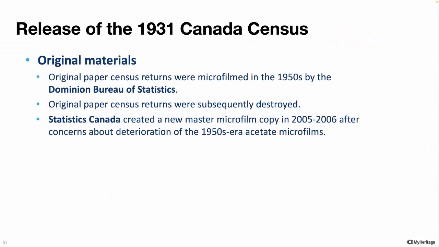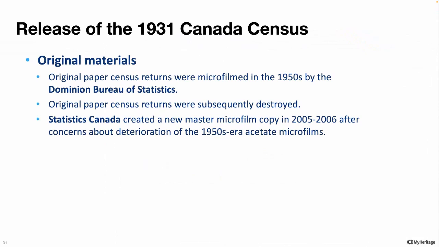By about 1970 or 71, Statistics Canada had been organized, and the Dominion Bureau of Statistics had been folded into Statistics Canada. But thankfully, in about 2005 to 2006, they made a new master microfilm copy.